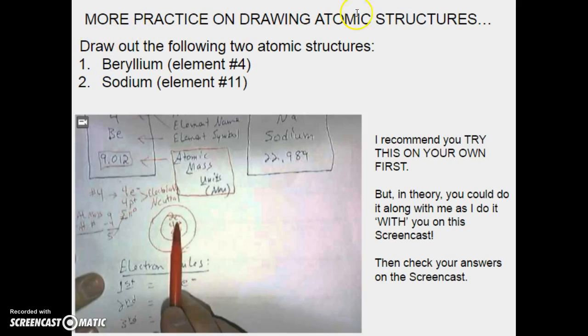So here's some more practice on drawing atomic structures. And I give you an example of beryllium, element number 4 on the periodic table, and sodium, element number 11 on the periodic table. And you can try it first on your own. In theory, you could do this along with me as you check out the video here, the screencast itself. But make sure you go back and check. This walks you through it a little bit more step by step.